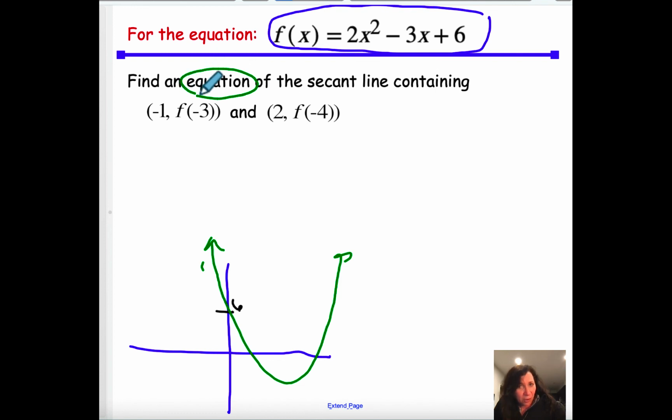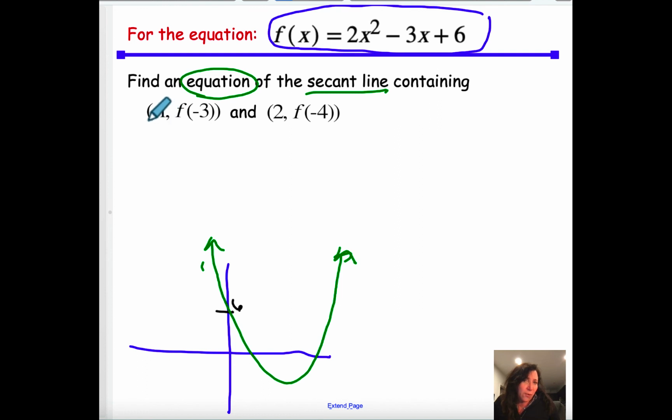They're asking me to find the equation, not just the slope. We have to use the slope to find the equation, but not just the slope. They want the equation of the secant line. So I'm looking at my parabola. I'm like, where's my secant line? Where'd that go? Well, look at this.